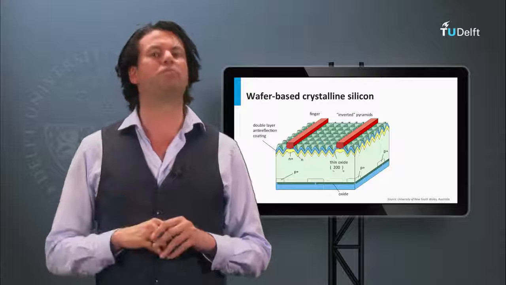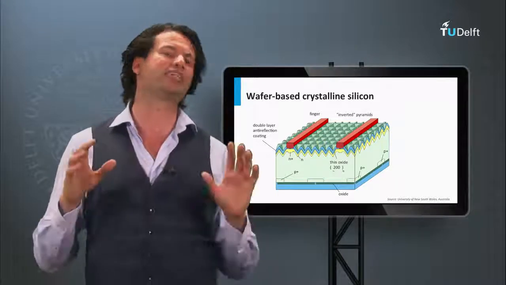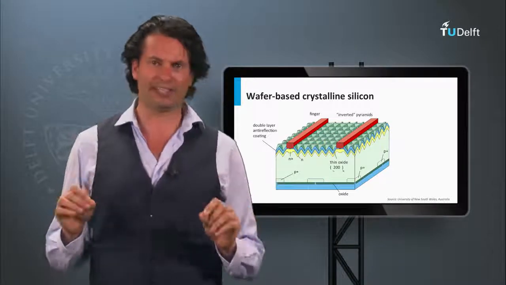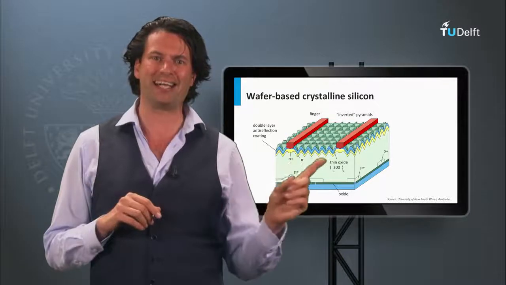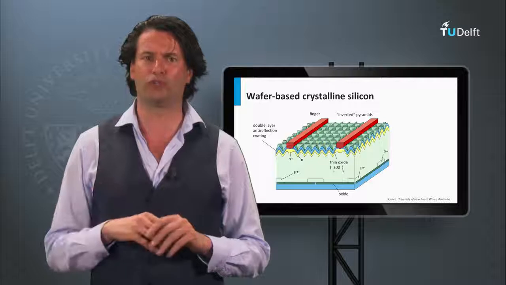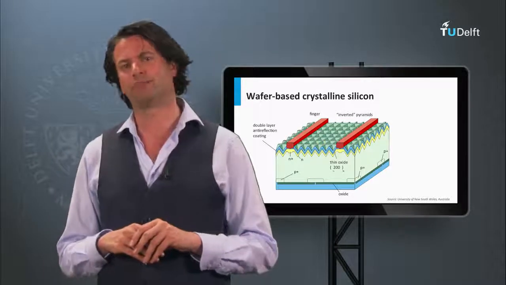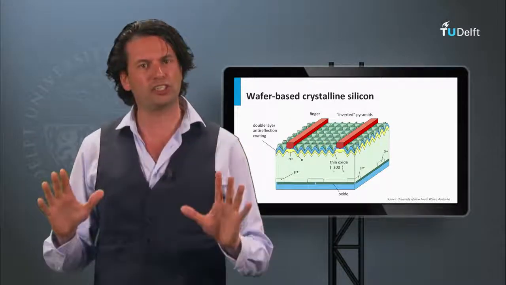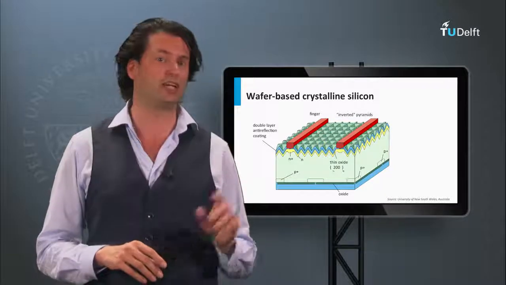The most dominant PV technology is based on crystalline silicon wafers. This technology represents around 90% of the current PV market and belongs to the first generation PV technology. We will discuss this technology in great detail in week 4.